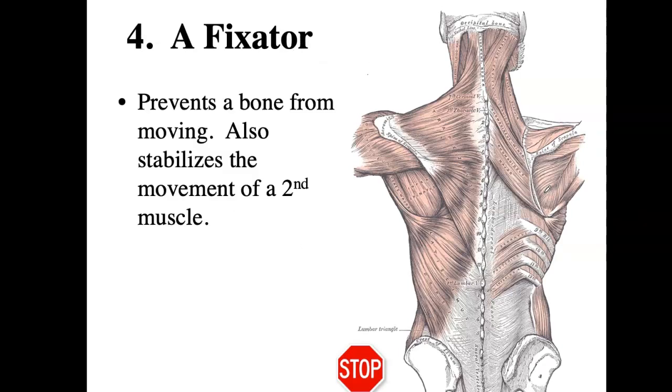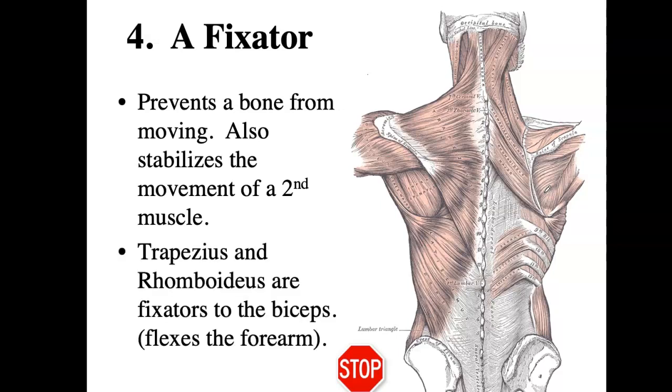A fixator prevents a bone from moving. It also stabilizes the movement of a second muscle. So I'm going to show you a couple here, and then we'll stop. So the trapezius, we're going to show you here. Trapezius. And now on this side of this cadaver, we've dissected further down. So then we can see rhomboideus here, right?